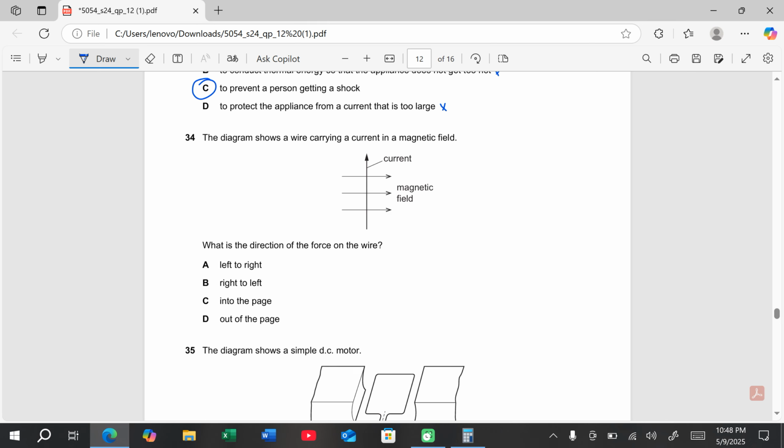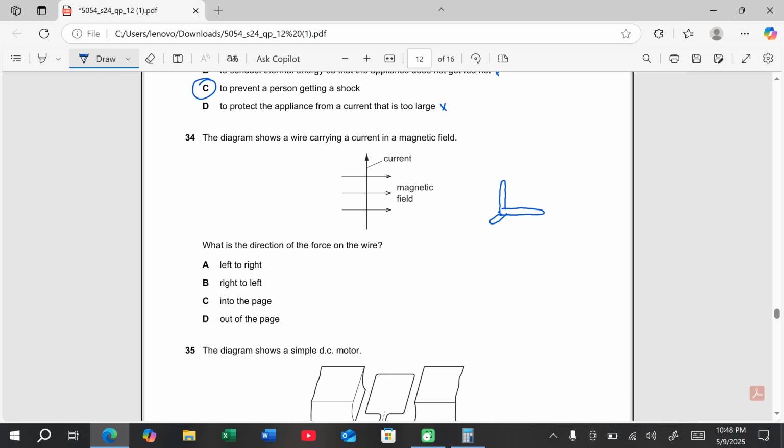In question 34, it asks in which direction the force on the wire acts, so you'll need to use Fleming's left hand rule here. Your index finger needs to be pointing out here, your middle finger needs to be pointing upward, not downward, because the current is going upward. And the third, the thumb, because everything is perpendicular, so it needs to go down.